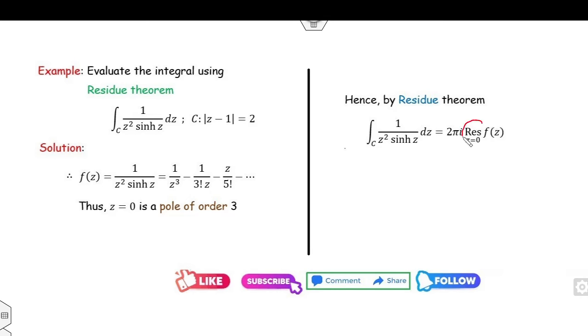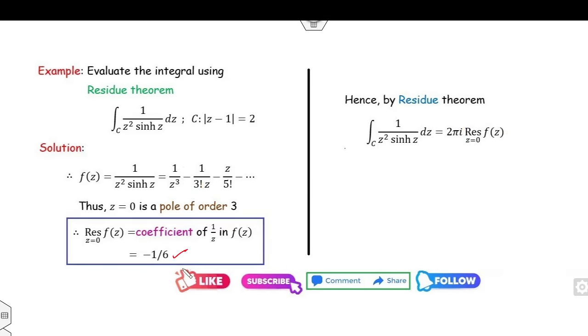Now how can you find the residue? That is the coefficient of 1 over z. The coefficient is minus 1 over 3 factorial. Minus 1 over 3 factorial is minus 1 over 6. So you can substitute this. Answer is minus pi iota divided by 3, which is the correct answer.